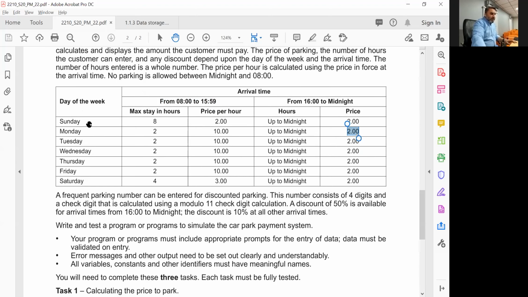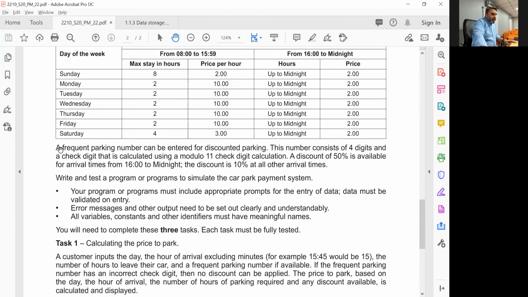So if we look at this data grid further, on different days in the first half, the maximum stay in hours allowed is different. On Sunday it is 8 hours, at rupees 2 per hour. On Saturday it is 4 hours they can stay max at the rate of 3. Whereas on any other day they can maximum stay for 2 hours and they would have to pay 10 for every hour they stayed. So now a frequent parking number can be entered for discount parking.